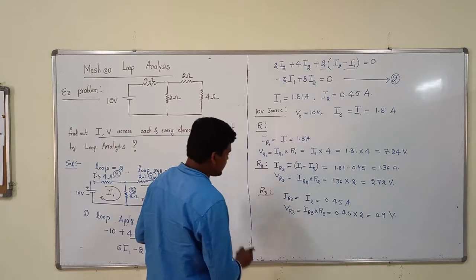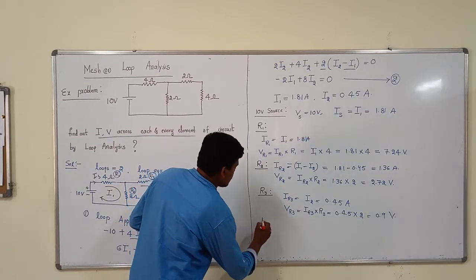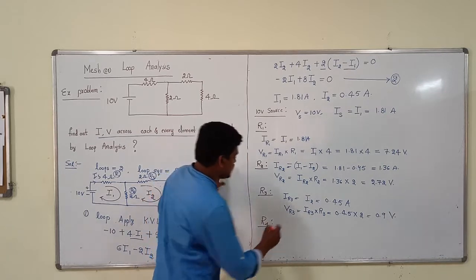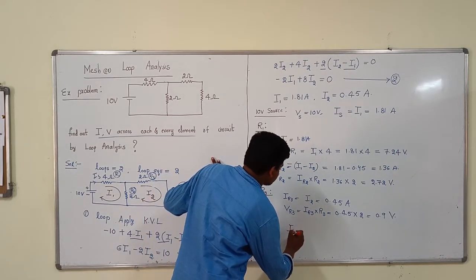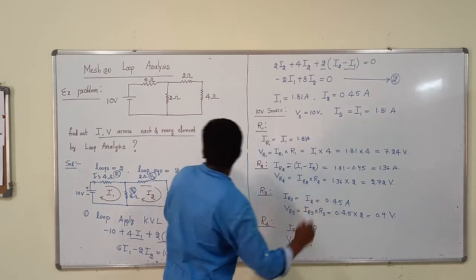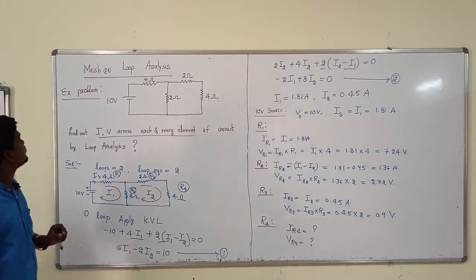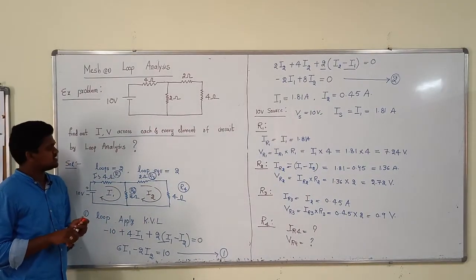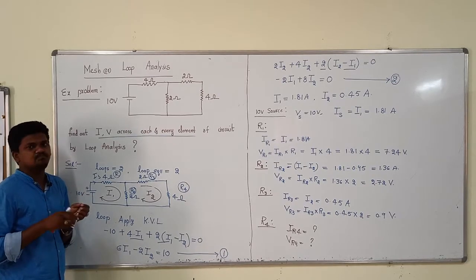In the same way you can find out the R4 values. You will find out the current across R4 and the voltage across R4. This is the procedure to solve any given circuit or any network. This is the procedure. Simple.